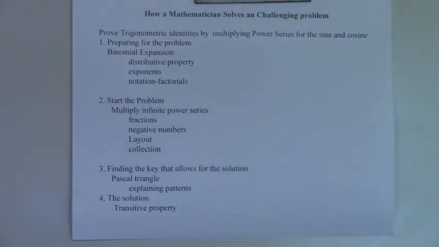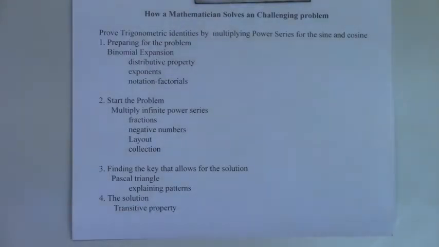But in order to do the binomial expansion, the student has had to learn the distributive property, which is very key in this. They have to know about the rules for exponents, and they have to know something a little bit about factorials. We will cover some of that later on in the lesson. Okay, to start the problem, we will multiply the infinite power series using the distributive property.